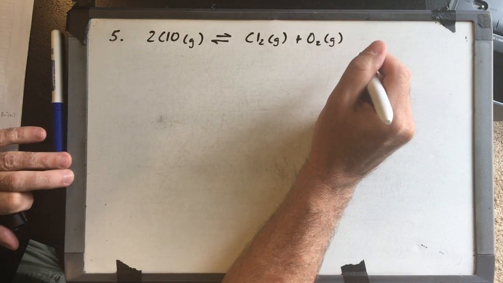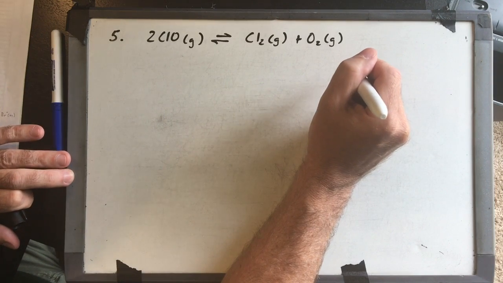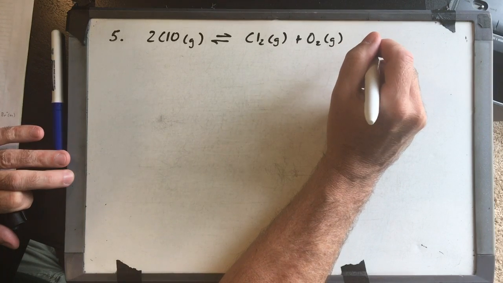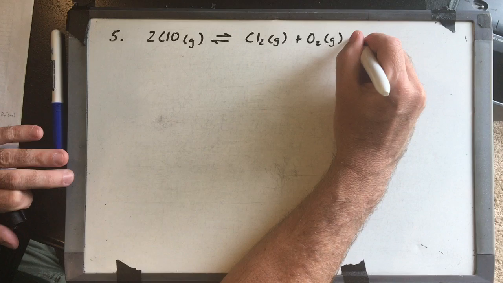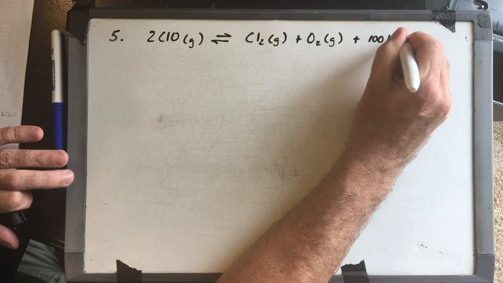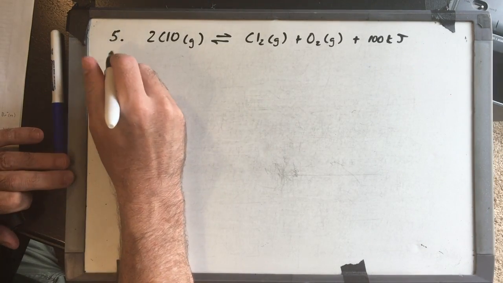And on the last one, each one of those parts is worth 4 points, and there's no partial credit on that. So Cl2 gas plus O2 gas, and it says that delta H is negative 100 kilojoules, so that means it is a product. So energy is a product. The negative just tells you it goes on the right side and not the left side, and that's important for number 5.